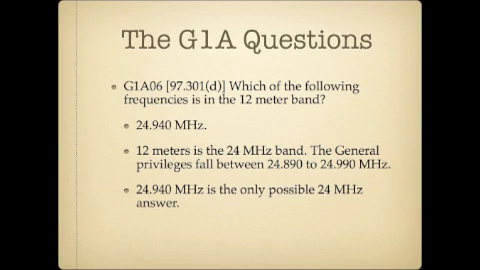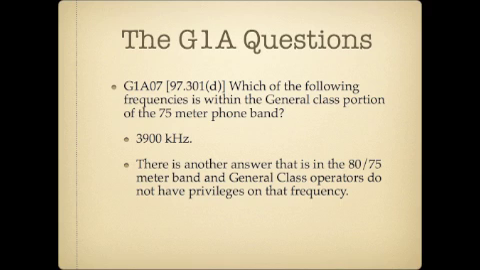Which of the following frequencies is in the 12 meter band? The answer on the exam of the possible answers is 24.94 megahertz, and 12 meters is the 24 megahertz band, and the General privileges fall between 24.890 and 24.990 megahertz. 24.940 megahertz is the only possible 24 megahertz answer. So if you remember, 12 times 2 is 24. 24 megahertz, you'll get the answer correct. Which of the following frequencies is within the General Class portion of the 75 meter phone band?